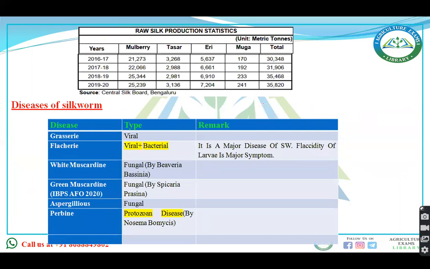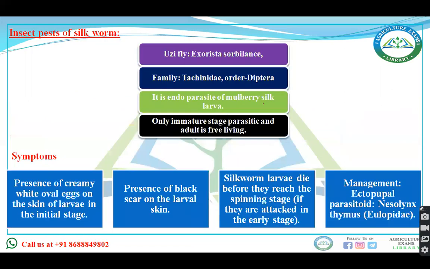When you talk about diseases of the silkworm, grasserie is a viral disease, flacherie is viral, white muscardine is a fungal disease, green muscardine is a fungal disease, aspergillosis is a fungal disease, and pebrine is a protozoan disease. Uzi fly is an insect pest of the silkworm, and its presence is shown by creamy white oval eggs on the skin of the larva in the initial stage, or the presence of a black scar on the larval skin. These are the symptoms.